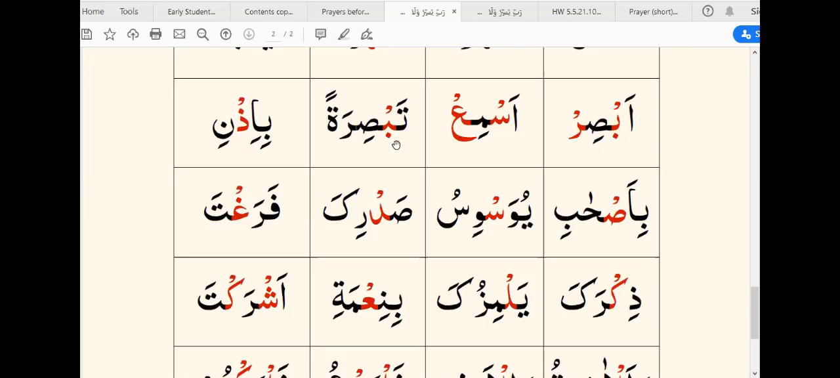Tabsiratan. Please just come closer to your mic. Tabsiratan. Well done. And the next one, bi-izni. Yes, just remember we're joining alif that has a kasra with zal. Bi-izni. Well done, mashallah. Very well read.